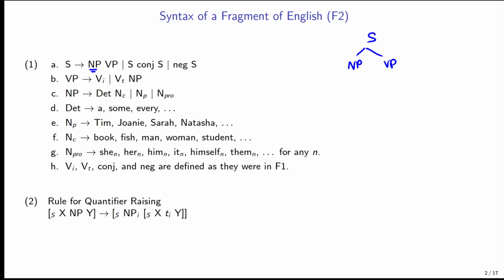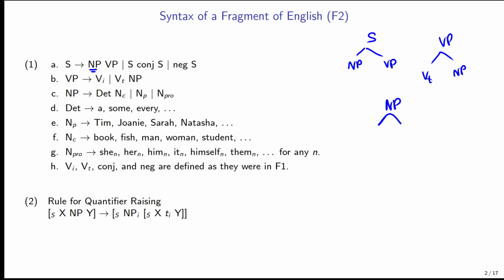We have S conjunction S and negation of S as normal. Our verb phrase stays the same. We have intransitive verbs and transitive verbs with NPs. So now we can do a VT and an NP. Our NPs, because we have more than one type of noun that we can work with, we can't just use proper names anymore. We can do different types of noun phrases.